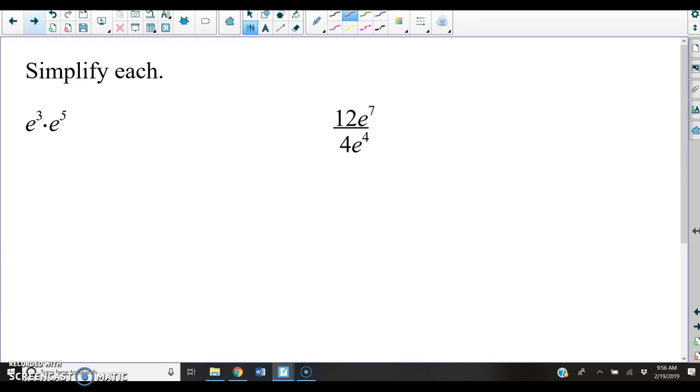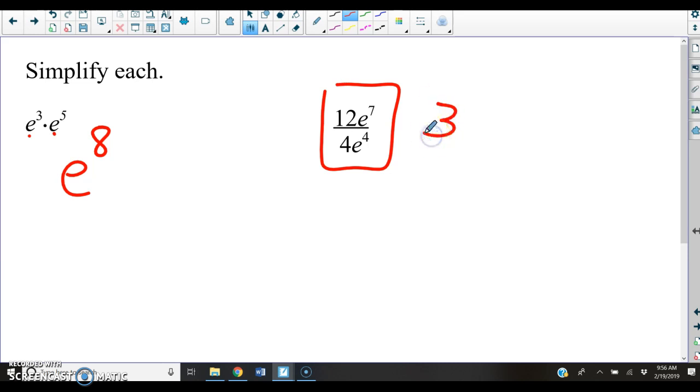Simplify. The rules for powers work the same. If you see x to the third times x to the fifth, you know the rules for exponents. This will just add the exponents, e to the eighth. Simplifying, many of you are going to say, well, it's no different than if it's a variable. You're right. It is no different than if it was a variable.